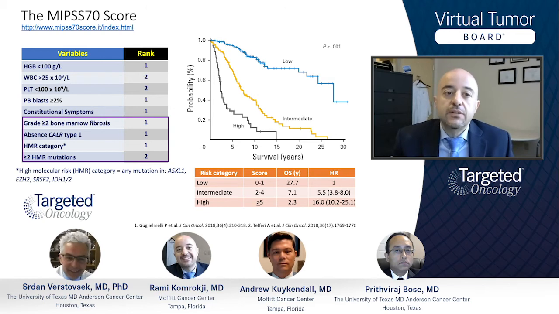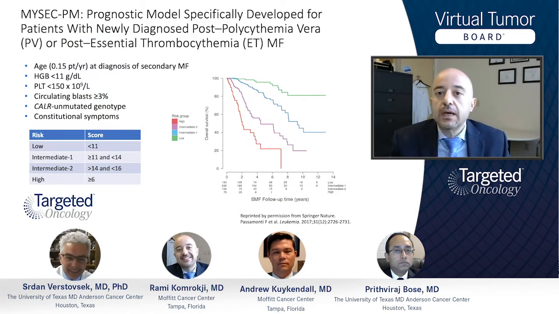There is another model that's used mostly or primarily for patients with post-ET or post-PV myelofibrosis. This is the MYSEC prognostic model that was particularly developed in a cohort of patients that had secondary myelofibrosis. So this is myelofibrosis evolved from either essential thrombocythemia or polycythemia vera. And we see here the variables used are the age, hemoglobin, platelets, presence of circulating blast, the calreticulin mutation status, as well as constitutional symptoms. And we can divide patients into 4 groups based on that. And this model is available online, and one can plug in the numbers and see the outcome for the patients nicely with that model.